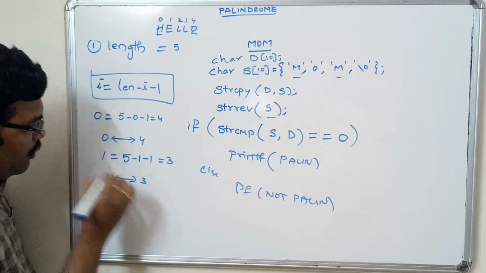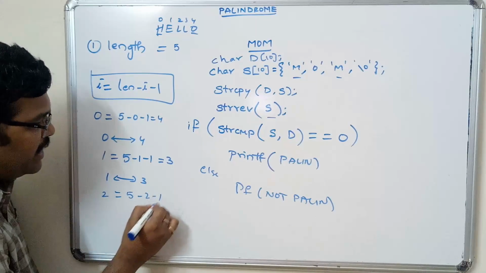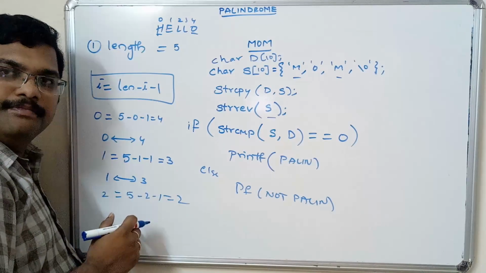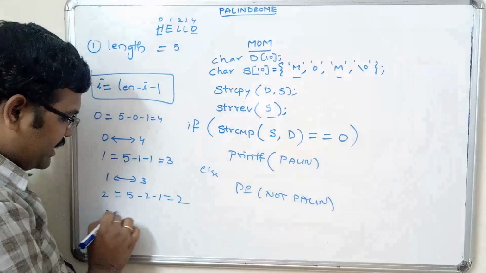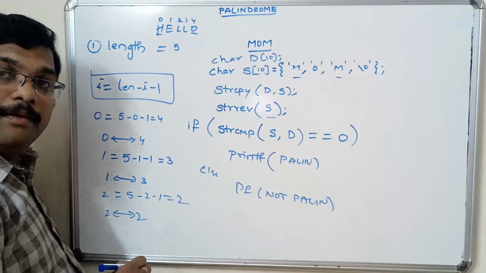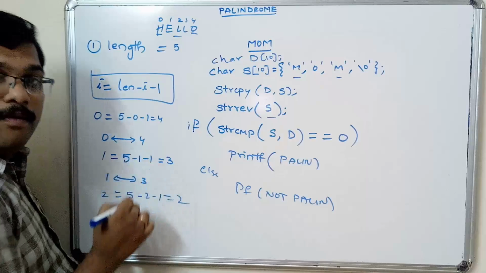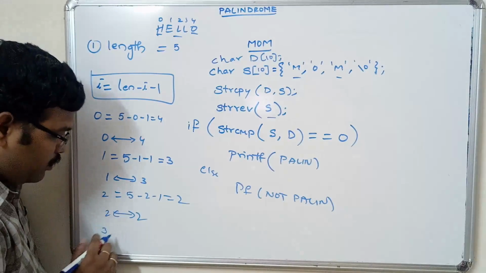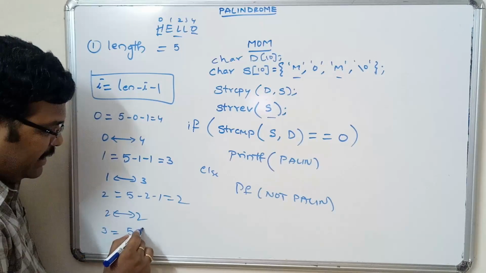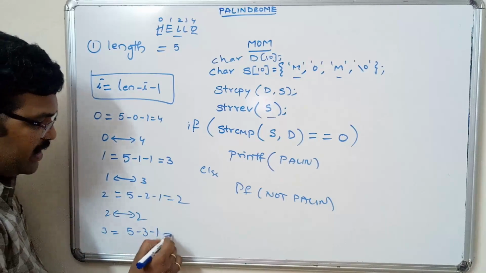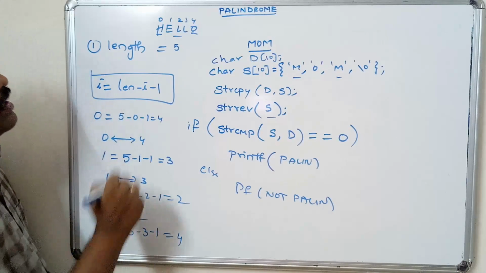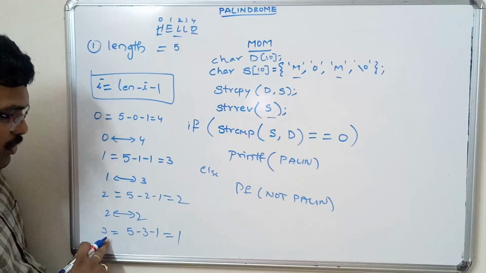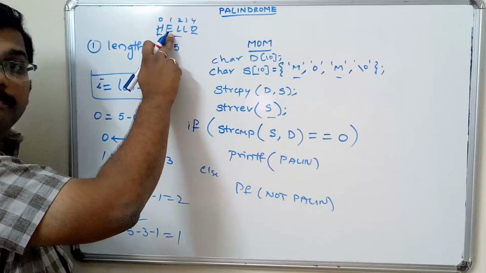Similarly, I is equal to 2: 5 minus 2 minus 1 is equal to 2. The same character will be compared here, the second one with the second one. Next, if I is equal to 3: 5 minus 3 minus 1, oh sorry, is equal to 1. So 3 is compared with 1.